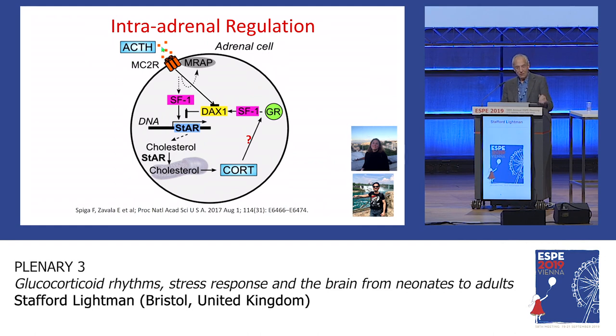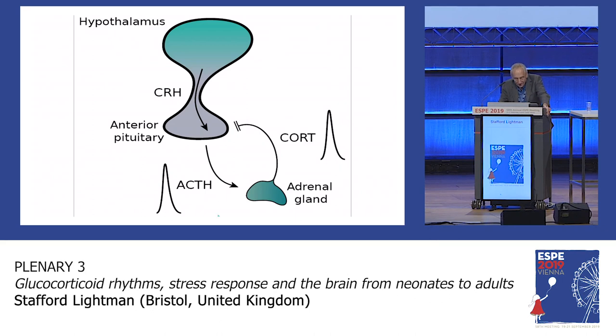It works really well when you get a pulse of ACTH because you put the foot on the accelerator and take your foot off the brake. But if you keep your foot on the accelerator, you're accelerating, but then the brake turns on its own, so that your adrenal cell becomes less responsive to a continuous activation by ACTH than it does to pulsatile ACTH.